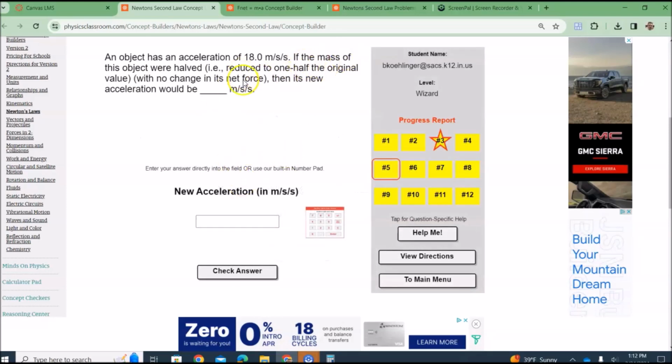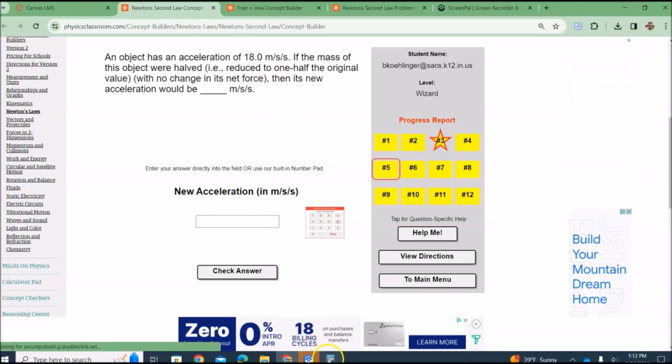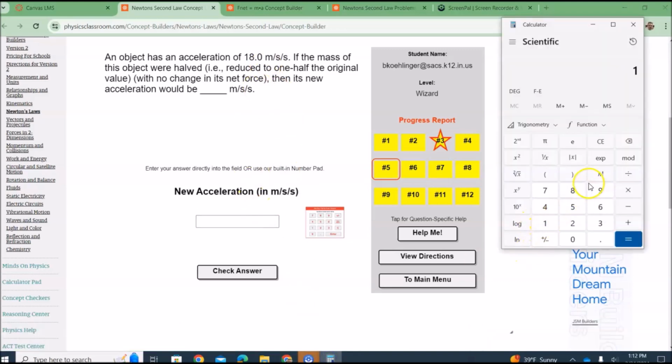Now it's saying the mass is halved, so in that case, the acceleration is going to get bigger by a factor of 2, so it's going to be 18 times 2. Which is 36.